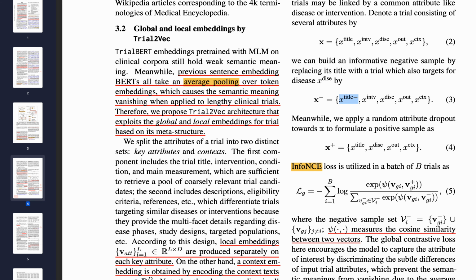Although I'm not really convinced this is the best way to create a negative sample, but again, I guess they're trying to do this without labeling, so maybe some sort of balancing act here. And then they create a positive example just by dropping one of the attributes.